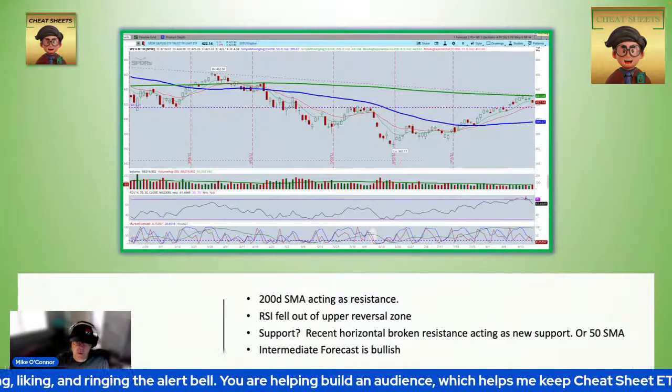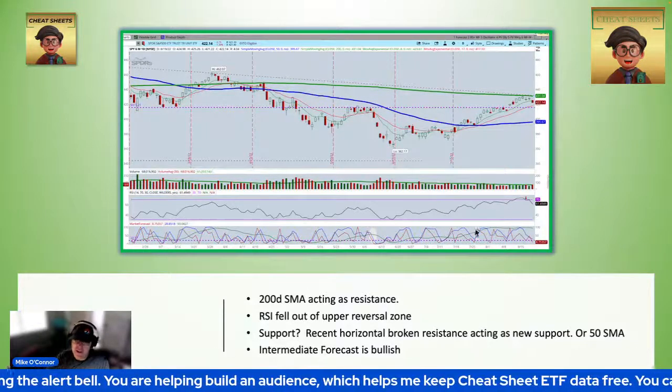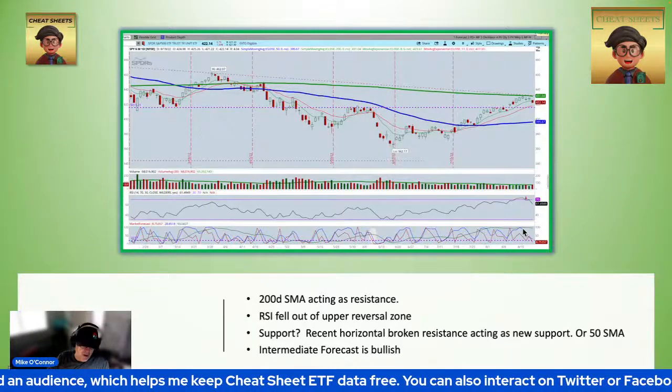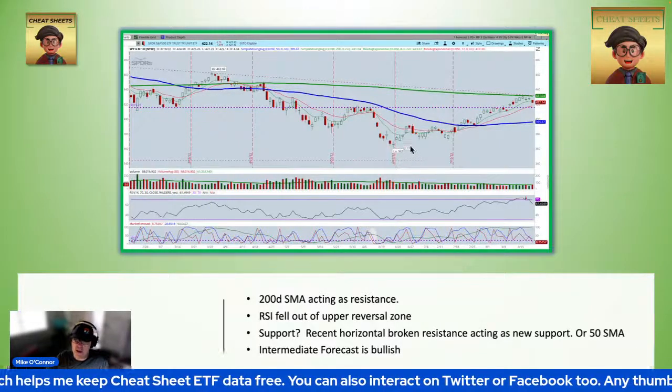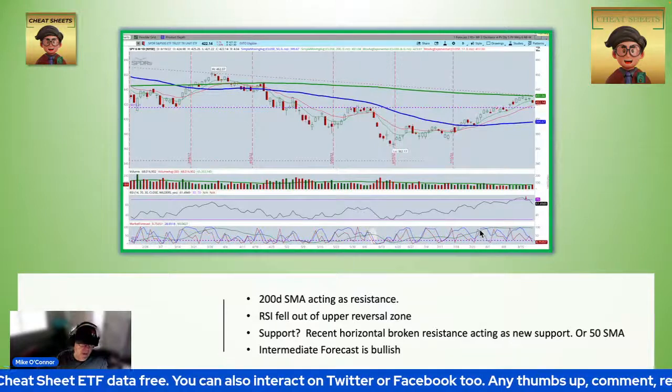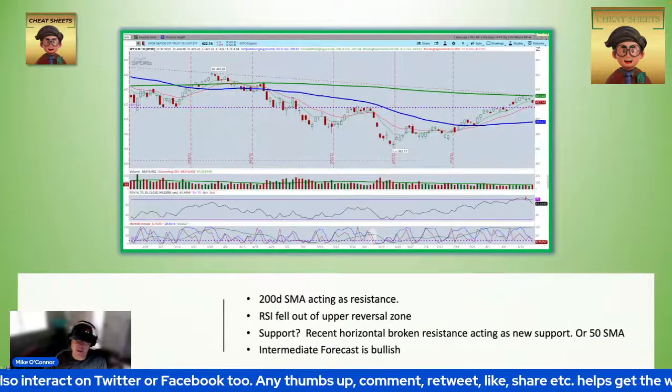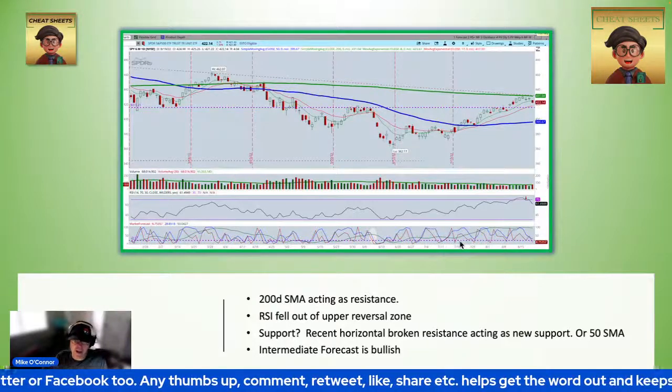Okay, so the intermediate forecast right now, which we're going to get to next, is bullish. You can see the green line. You're going to see it much better in the slide that follows. Green line is above 80. That's the intermediate term indicator. On cheat sheets, it's factor number 7 on the pre-trade checklist. The green line is our intermediate forecast.